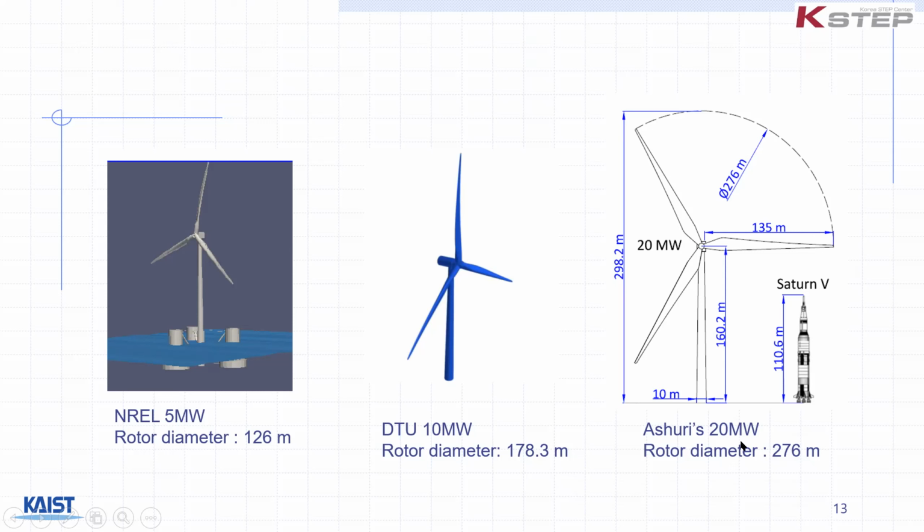And this one is a PhD thesis work, so it only has a conceptual design there, where he proposed a 20 megawatt wind power system, and the rotor diameter is about 300 meters. Ooh. And Saturn V is the biggest rocket launched from the United States. This is only 110 meters. So you can imagine the size comparison of this.